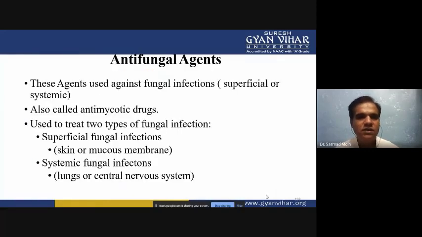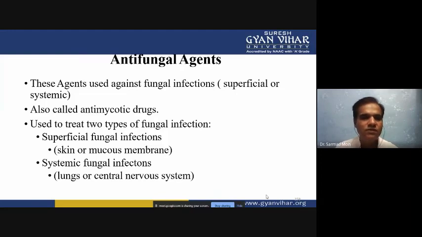Next group of drugs is antifungal agents, and these agents have an effect on fungal infections of superficial or systemic type. We also call them antimycotic drugs; antifungal drugs and antimycotic drugs are the same. They are used to treat two types of fungal infection: superficial fungal infection of skin or mucous membrane, and systemic fungal infection, where the fungus can infect the lungs and central nervous system.